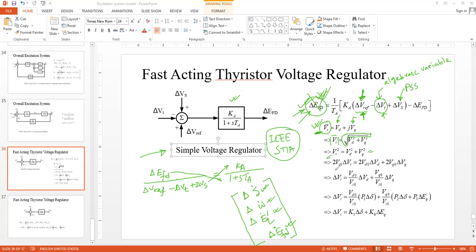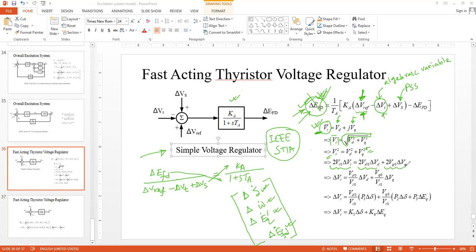Then I take the time derivative on both sides. If I take the time derivative, then it is a chain rule. First of all, you have to take the derivative of VT squared with respect to VT, and then you have to take the derivative of VT with respect to time, T. So if you take that, then you will get this. If you take it for VT squared, you should get this. If you take the same for VQ squared, you should get this.